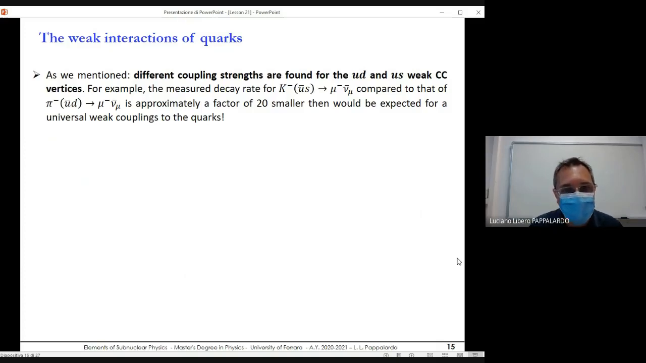And I told you a few slides ago that there are also more extreme cases where the different coupling is of the order of 20, if you remember. So let's now consider these in the light of what we learned about quark mixing. Different coupling strengths are found for the UD and the US weak charged current vertices. In particular, the question, if you remember, was the decay of the kaon into a muon and a neutrino, where the coupling is observed to vary by a factor of 20.